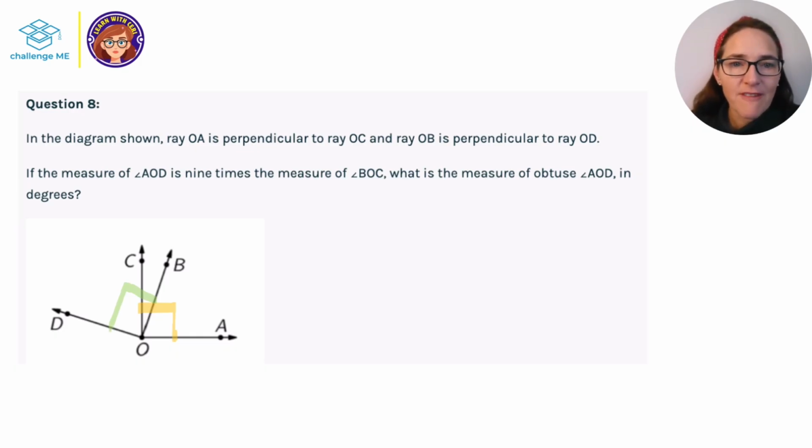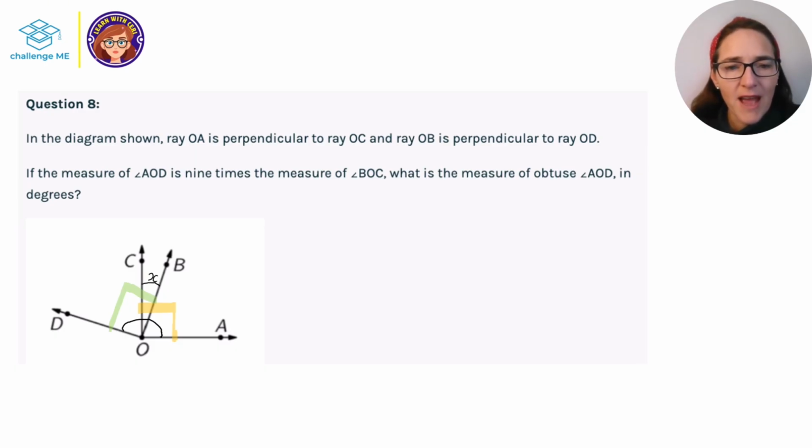If the measure of angle AOD is 9 times the measure of angle BOC, what's the measure of obtuse angle AOD in degrees? So we need to know what's the size of this full turn here, and we know it's 9 times the size of this little turn here. This little turn here is going to be quite crucial. I'm going to call that bit X.